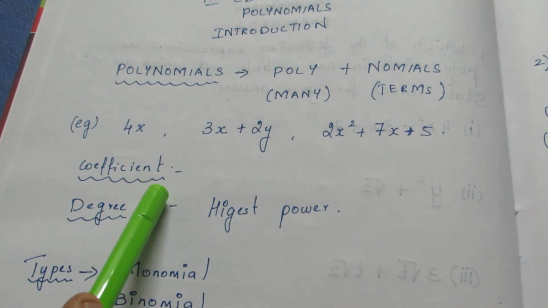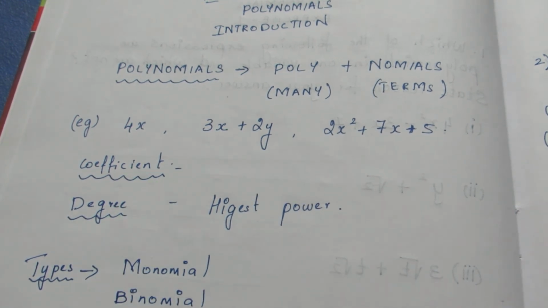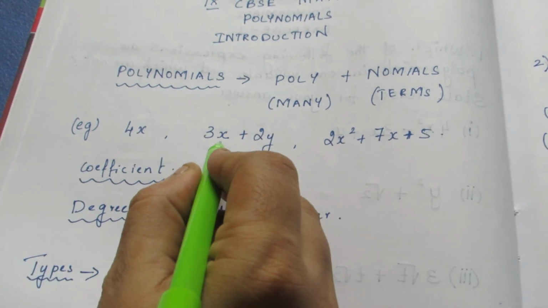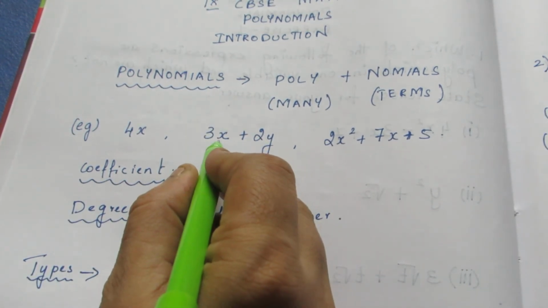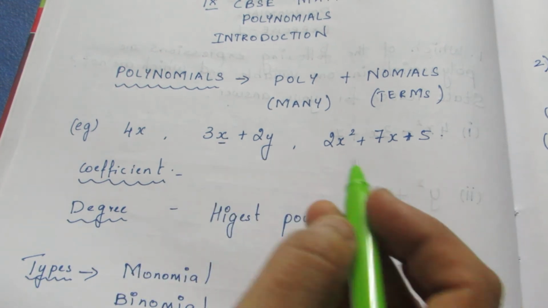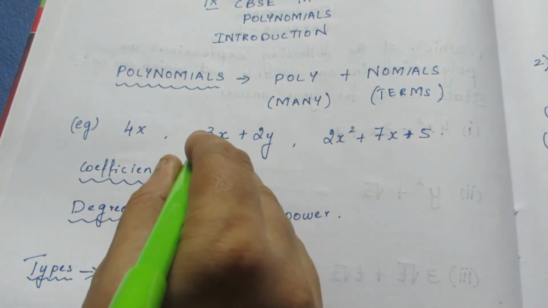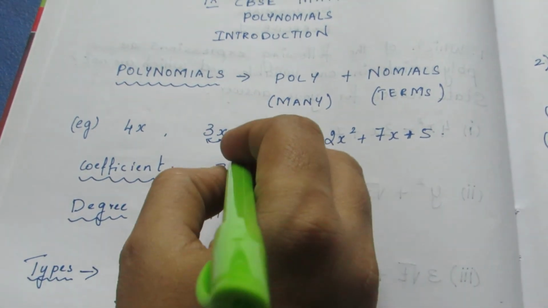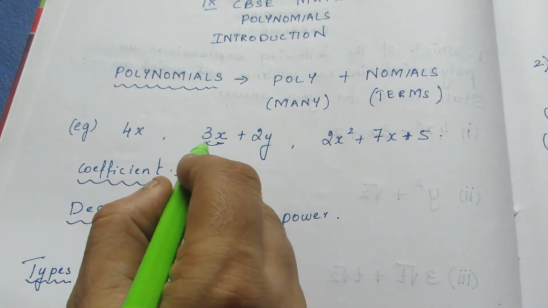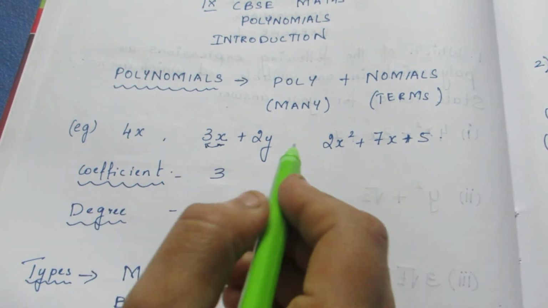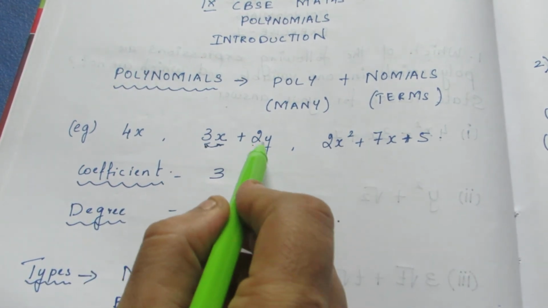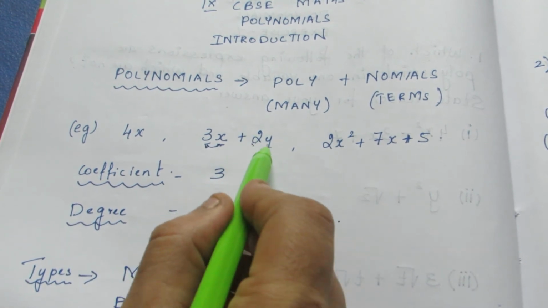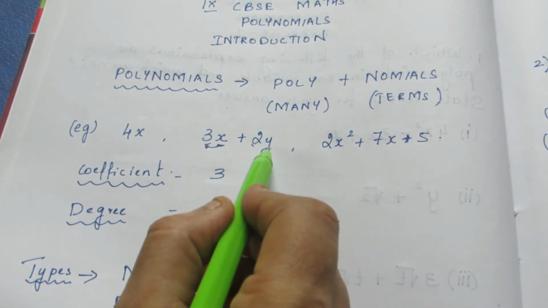Now, coefficient. What is a coefficient? Coefficient is nothing but a number which is multiplied by a variable. For example, the coefficient of x in this sum, the number that is multiplied with x, is 3. We need to write it with the sign. So the coefficient of x here is 3. For y, the coefficient of y is 2. So the number which is multiplied with the variable is called the coefficient of that variable.